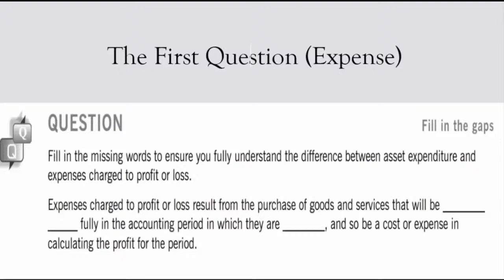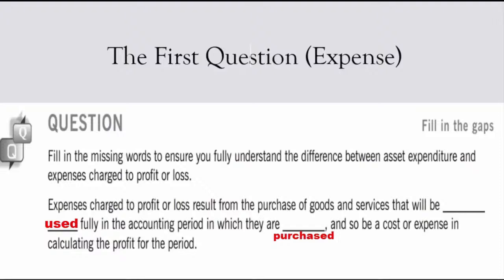Answer and explanation. 1. Expenses charged to profit or loss. The correct completed definition is: expenses charged to profit or loss result from the purchase of goods and services that will be used fully in the accounting period in which they are purchased, and so become a cost or expense in calculating the profit for the period. Why is this the correct definition?